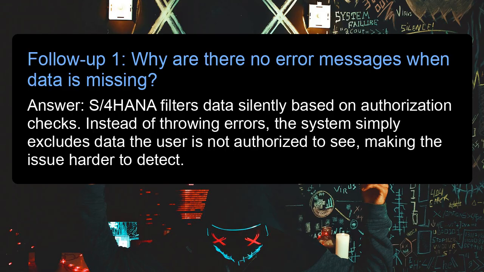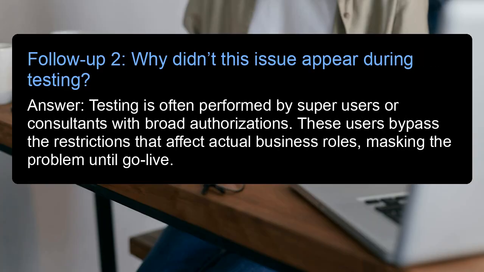Follow-up 1. Why are there no error messages when data is missing? Answer: S4 HANA filters data silently based on authorization checks. Instead of throwing errors, the system simply excludes data the user is not authorized to see, making the issue harder to detect. Follow-up 2. Why didn't this issue appear during testing? Answer: testing is often performed by super users or consultants with broad authorizations.